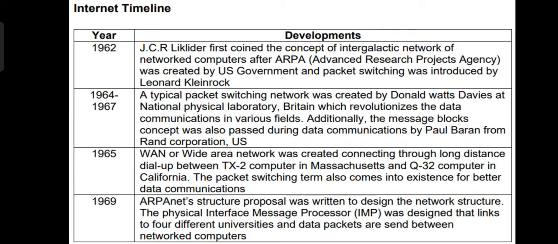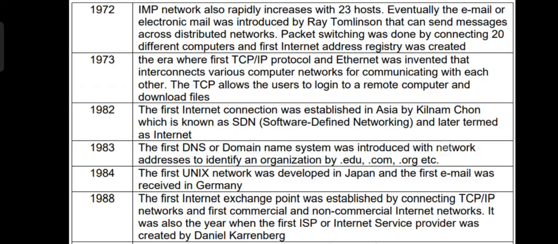In 1969, the ARPANET proposal was written to design the network structure. The physical Interface Message Processor, or IMP, was designed that links 4 different universities, and data packets are sent between network computers. In 1972, the network also rapidly increased with 23 hosts. Eventually, email, or electronic mail, was introduced by Ray Tomlinson that can send messages across distributed networks. Packet switching was done by connecting 20 different computers, and the first computer address registry was created.